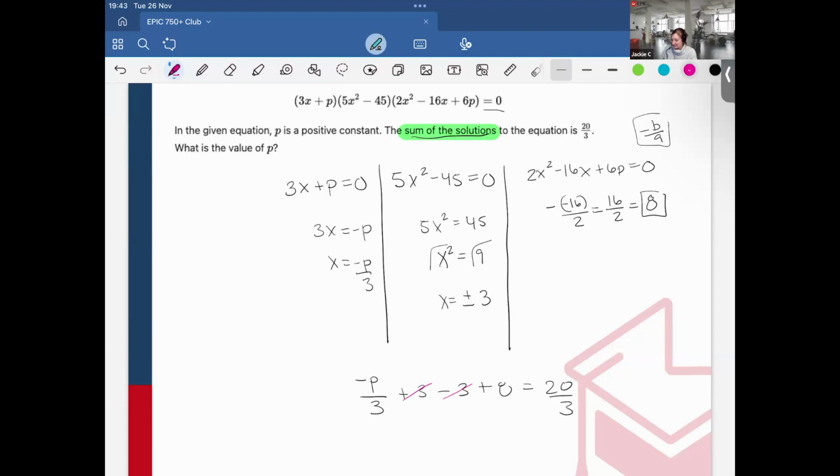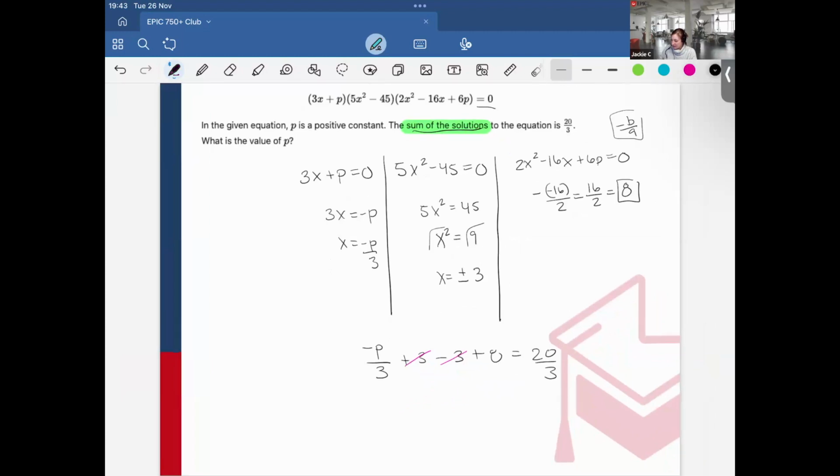So I have negative p over 3 plus 8 is equal to 20 over 3. Let's remove those 3's by multiplying each side by 3. Make sure you distribute: negative p plus 24 is equal to 20. So negative p is equal to negative 4. I don't want negative p, I want positive p, so multiply each side by negative 1. And I get the correct answer that p is equal to 4.